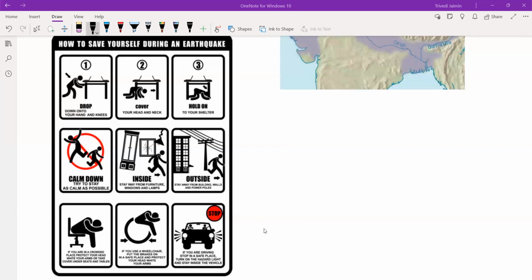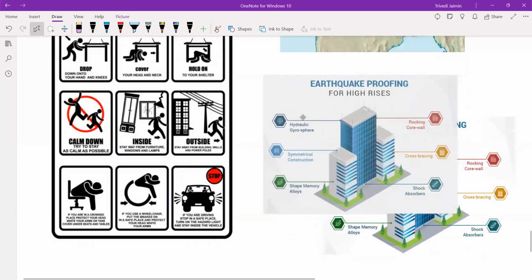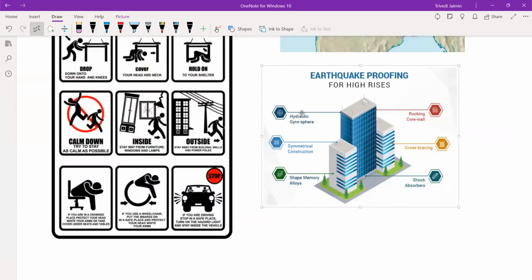Sir, I have a doubt. One picture I got. Just a second. Yeah, what's the doubt? Sir, they said that if you stay inside, the electrical poles and wires will cut out the electricity and it can cause a shock. Is that a true statement? Yeah, sorry, come again.